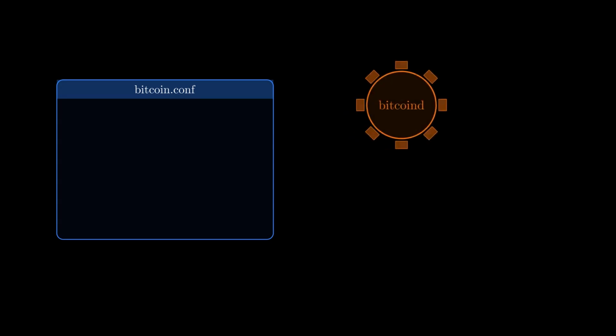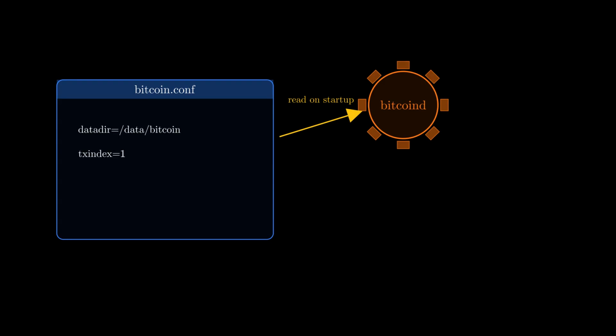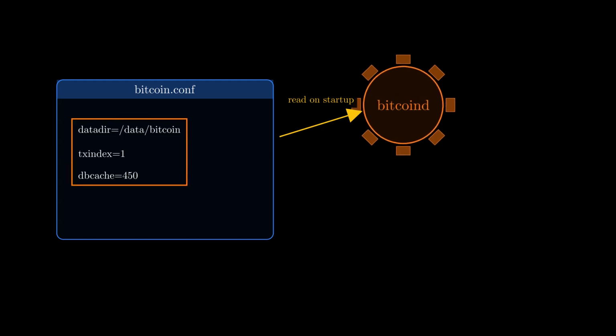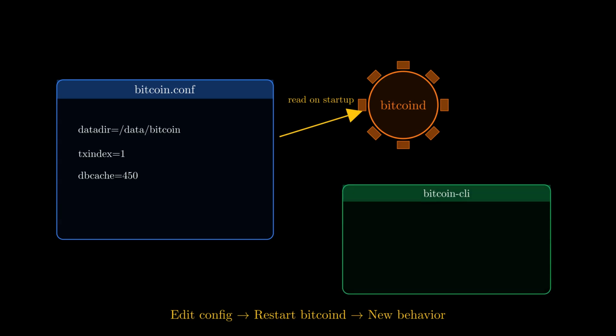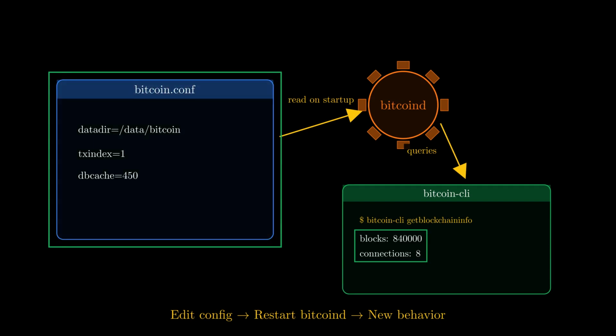Bitcoin Core reads a plaintext configuration file from its data directory on every startup. 1 setting per line, formatted as name equals value. You edit this file, restart the background daemon, called bitcoind, and your node adopts the new behavior immediately. To check on your node, you use a command line tool called bitcoin-cli, which queries bitcoind for status information like block height and the peer connections. Every setting we'll cover goes into this configuration file.